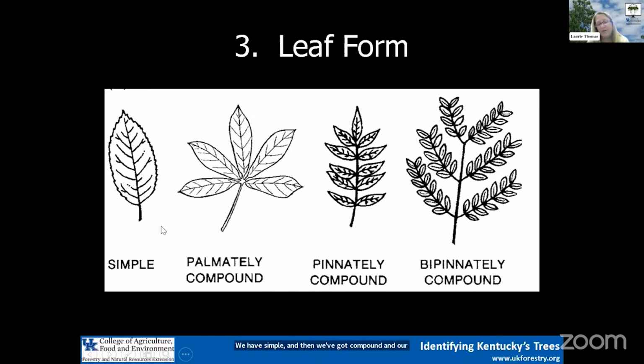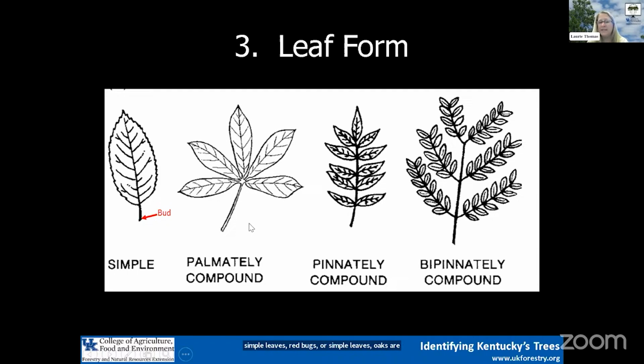So to figure out if you've got a simple leaf, you're going to look at the blade that you've got right here, and you're going to go down that leaf stem, and you're going to see if there is a bud at the base. And if there is a bud at the base of that leaf stem, and there's only one blade, you got a simple leaf. And a lot of our trees have simple leaves. A lot of our maples are simple leaves. Dogwoods are simple leaves. Redbuds are simple leaves. Oaks are simple leaves. So a lot of trees have simple leaves.